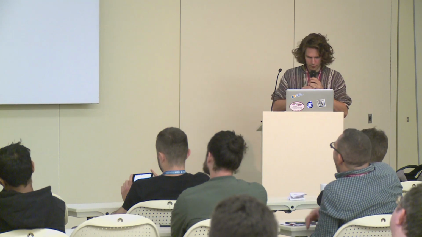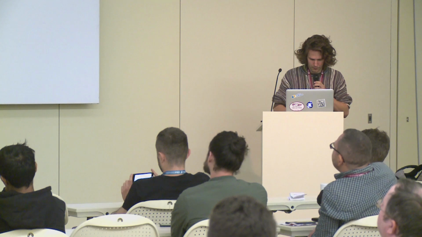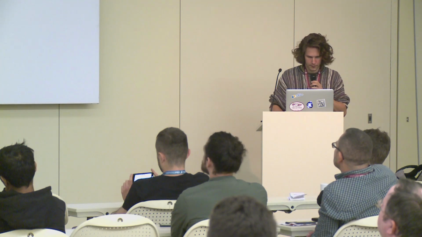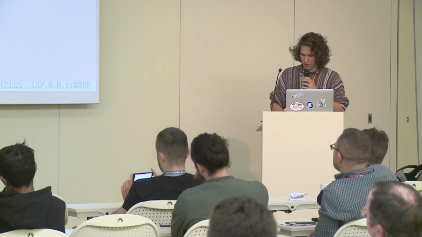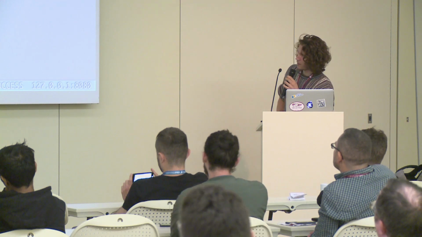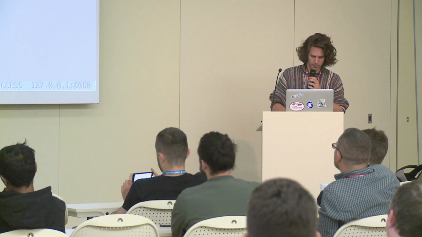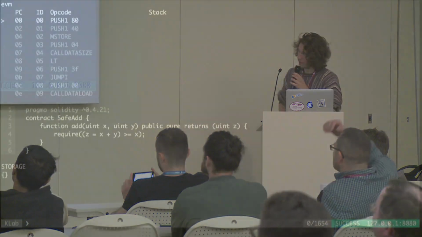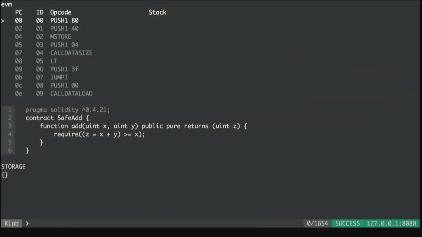So maybe I think we can just run this. So this is a very simple program just to sort of illustrate the process. Actually, the program fits in 6 lines, and it's a very simple Solidity contract that adds 2 numbers x and y together and simply checks that it doesn't overflow these 2 numbers. So we call it safe add.